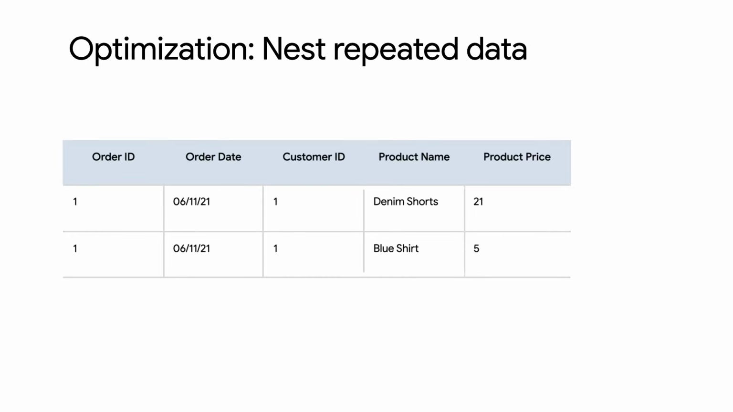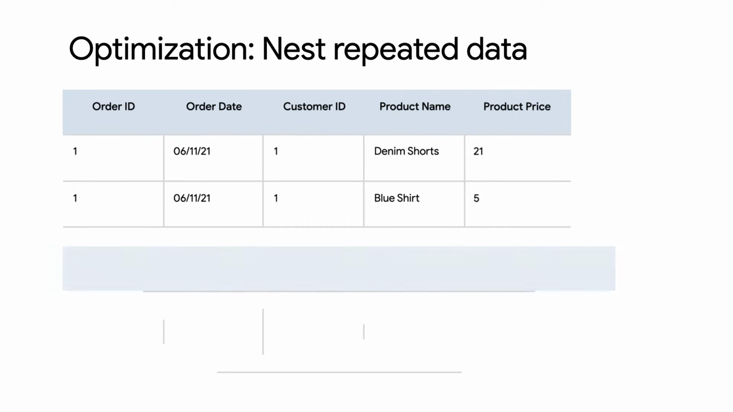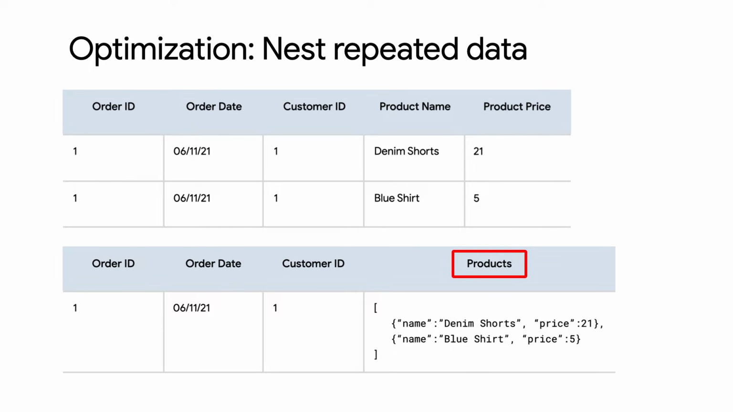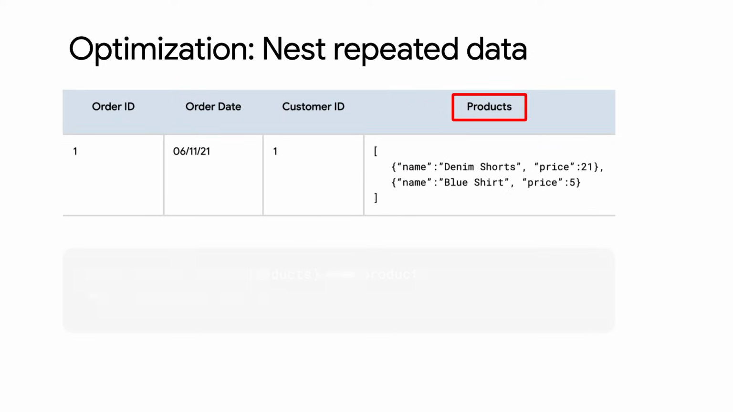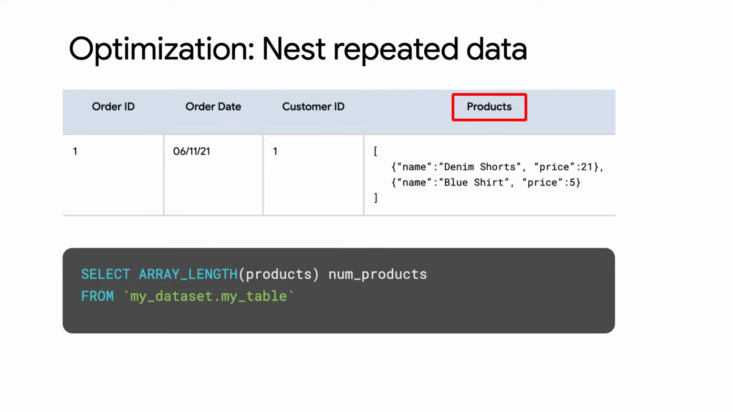Another thing you can do to avoid using group bys is to nest repeated data. For example, you might have a transactions table that has information about the order, including the items that were purchased. If you use flat denormalization, you would have one row for each ordered item. Instead, you can create a repeated column that contains a list of all the items. Now, if you want to calculate the number of items in each order, you can use array length and avoid doing any group bys. Great, so now you have some tactics for aggregations, but what about joins?